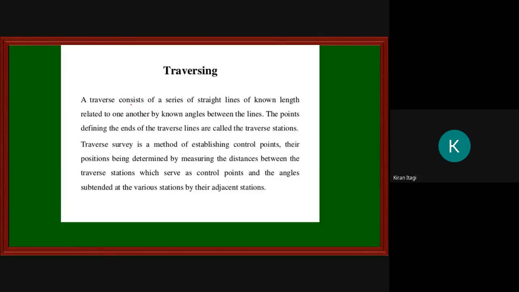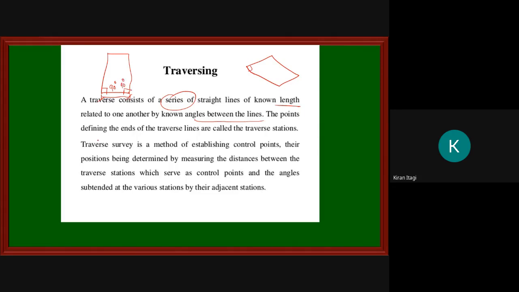What is traversing? A traverse consists of a series of straight lines, like this, a series of straight lines of known length, related to one another by knowing the angle between the lines. So we will know the angle. If you take some plot, say a rectangular one, the angle between the sides is how much? 90 degree. So we will be knowing the length, and also we will be knowing the angles.